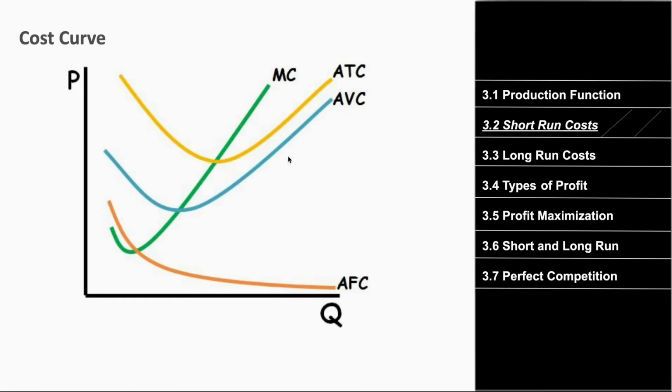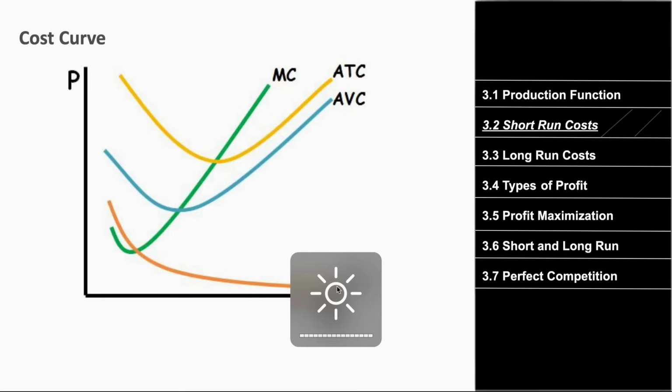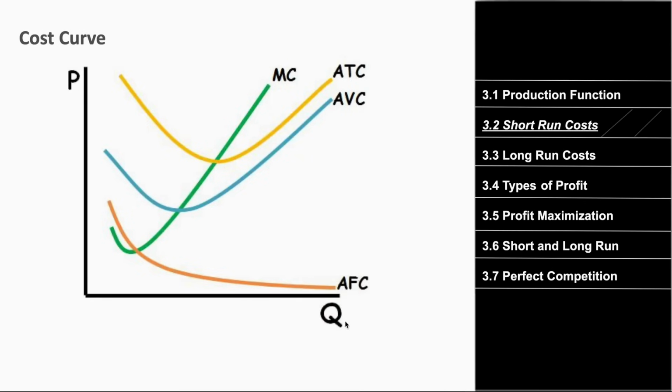So now let's analyze average fixed cost, average variable cost, and average total cost. Fixed costs, remember, are fixed. No matter what happens, no matter how much you produce, it's always the same. So let's say, for example, it was 10. The reason average fixed cost plateaus like this, it starts up high and it slowly decreases over time, is because fixed costs are always fixed, but quantity is increasing.